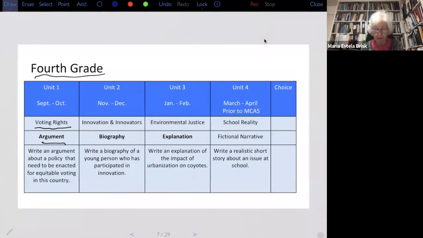They had to learn about innovation and innovators. So they wrote biographies about different people who have brought innovation for the world, and so on. So the writing is just not separate, but the writing really enhances the learning of content.